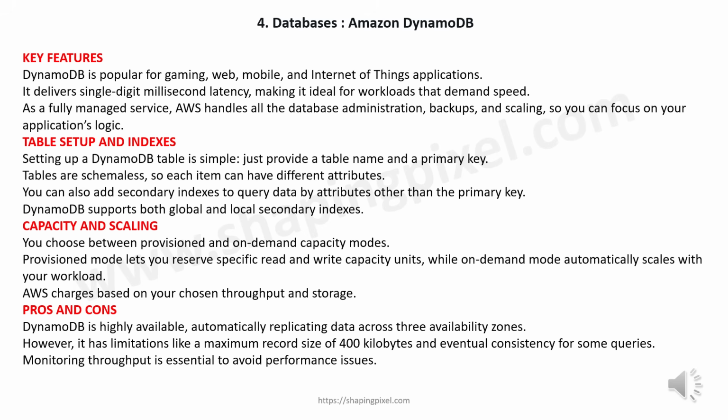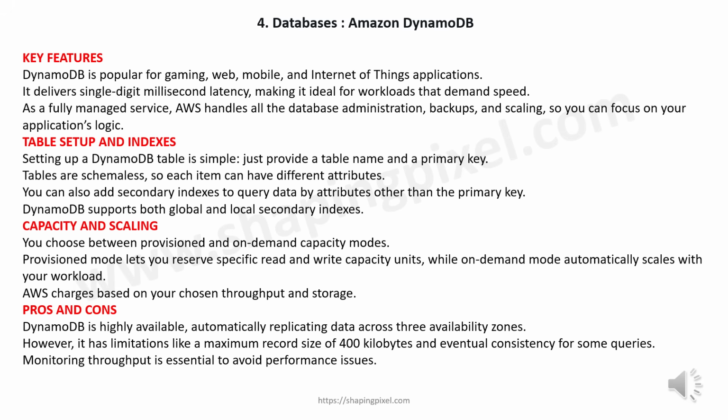Setting up a DynamoDB table is simple. Just provide a table name and a primary key. Tables are schemaless, so each item can have different attributes. You can also add secondary indexes to query data by attributes other than the primary key. DynamoDB supports both global and local secondary indexes.